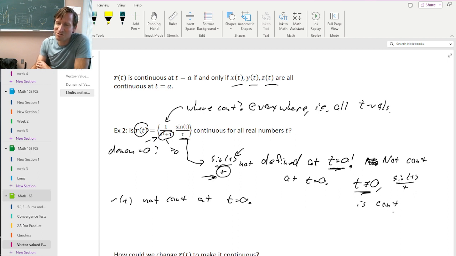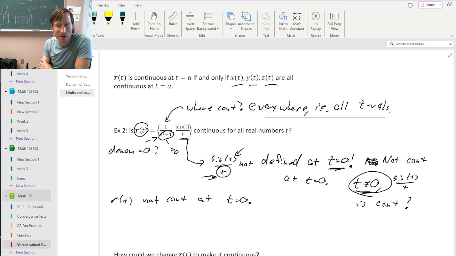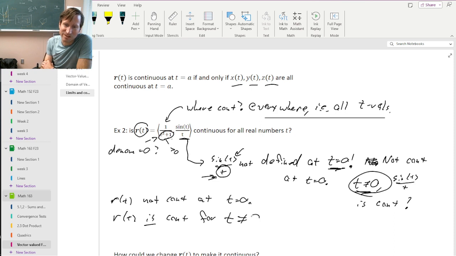The quotient of continuous things is continuous as long as you aren't dividing by 0. Okay, so our vector valued function has coordinate functions that are continuous everywhere for the x-coordinate function, and continuous when t is not equal to 0 for the y-coordinate function. And so where do these things overlap? Well, when t isn't 0. So r of t is continuous for t values that are not equal to 0.